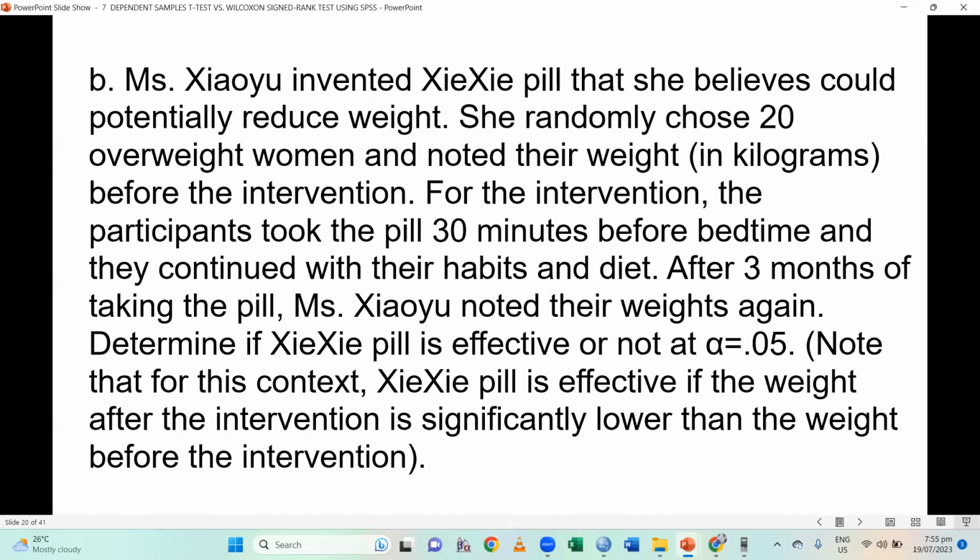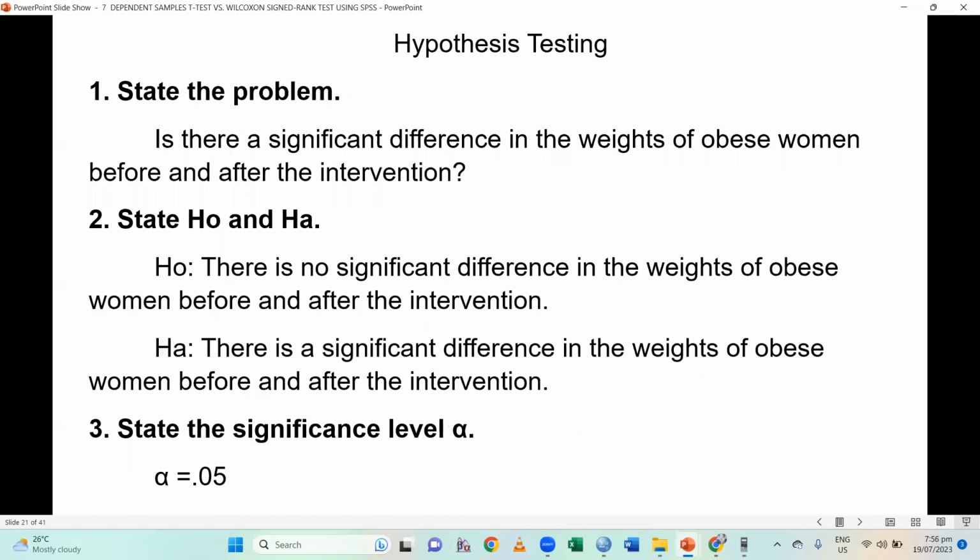Determine if Shishi pill is effective or not at alpha equals 0.05. Note that for this context, Shishi pill is effective if the weight after the intervention is significantly lower than the weight before the intervention. Thank you. And for the problem, is there a significant difference in the weights of obese women before and after the intervention?